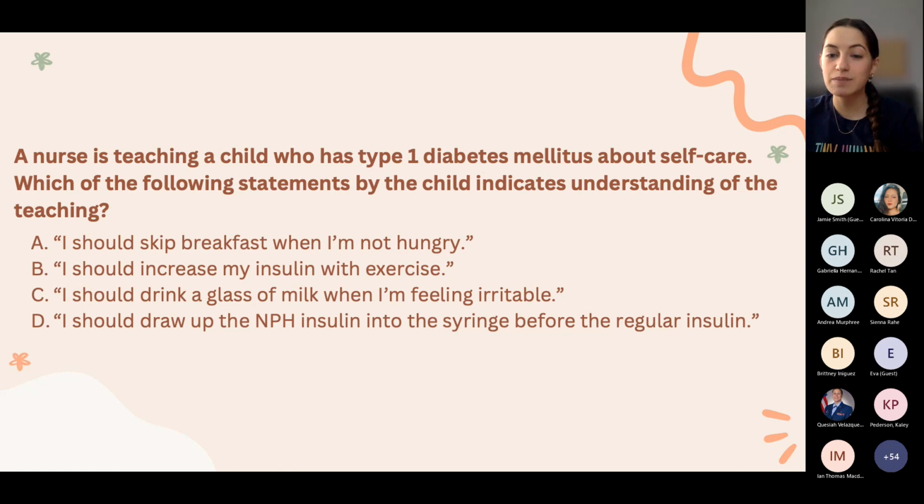All right, a nurse is teaching a child who has type 1 diabetes mellitus about self care. Which of the following statements by the child indicates understanding of the teaching? I should skip breakfast when I'm not hungry. I should increase my insulin with exercise. I should drink a glass of milk when I'm feeling irritable. I should draw up the NPH insulin into the syringe before the regular insulin.